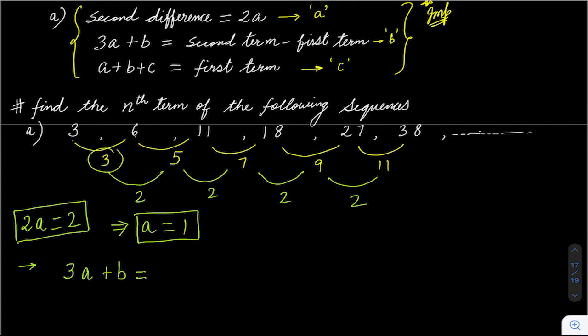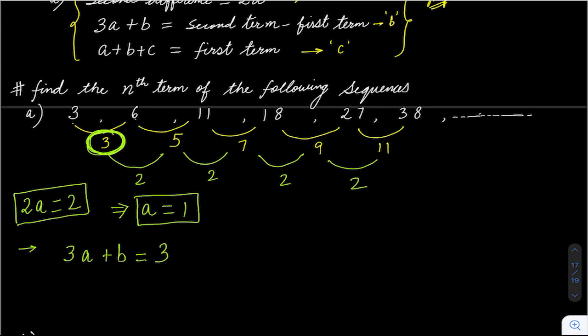So we already know the difference. The first term of the first difference, that is 3, is nothing but 3a plus b. So 3a plus b is equal to 3. Now a is 1, so we have 3 plus b equals 3. So b is coming out to be 0. You can see it's very easy. In just one line, I am finding the value of b.